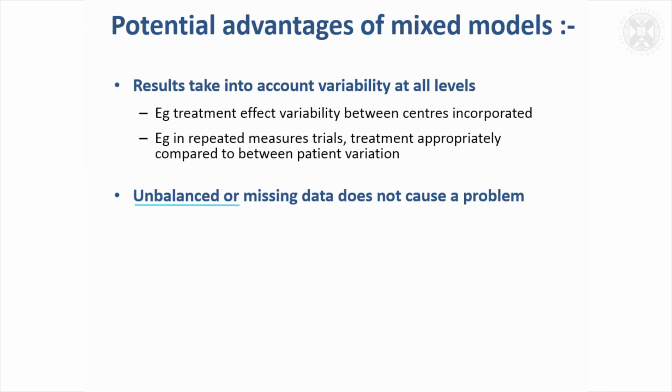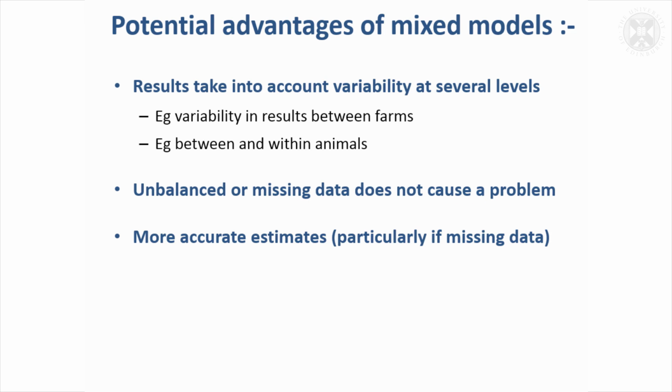If you've got unbalanced data or missing data, that won't cause a problem, although of course it is quite important that you can assume the missing data are missing at random, so that's something else to think about. You can, in some situations, actually get more accurate estimates. It can recover more information, particularly in the situations where there's missing data, so that's another advantage.